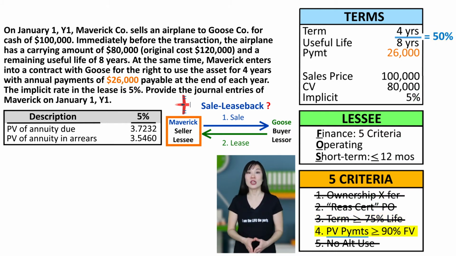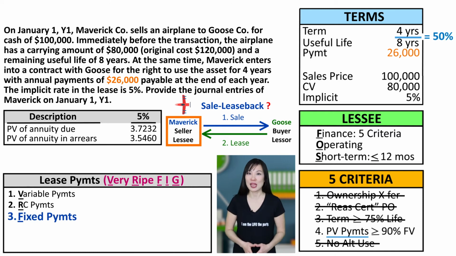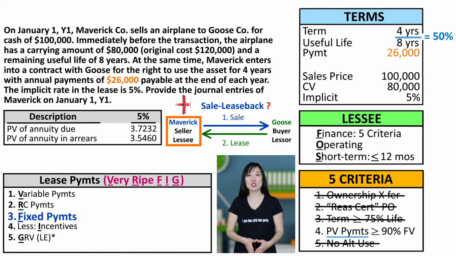And for criteria 4, we need the present value of the lease payments. What goes into the lease payments? Just remember, lease payments are a very ripe fig. V, variable payments. R, reasonably certain payments. F, fixed payments. I, less incentives. And G, any guaranteed residual value by the lessee. The prompt doesn't say anything about variable payments, reasonably certain payments, incentives, or any guaranteed residual value. Let's cross those off. We do have annual payments of $26,000.